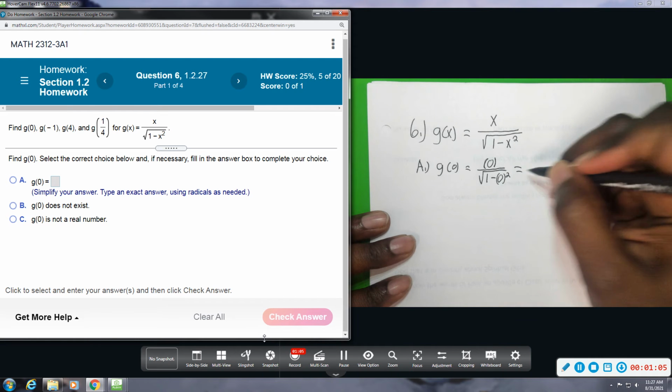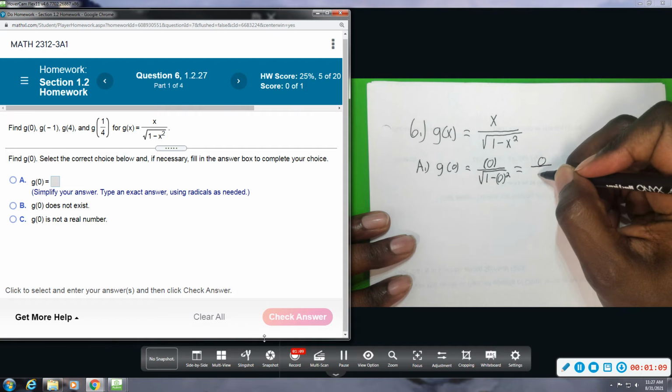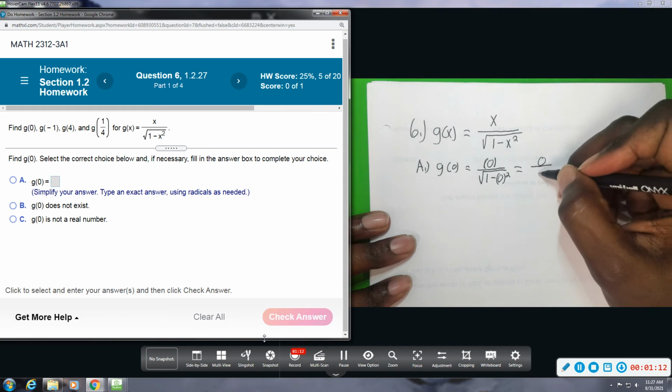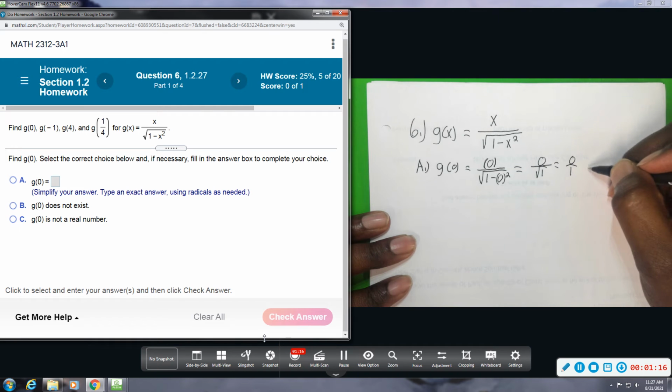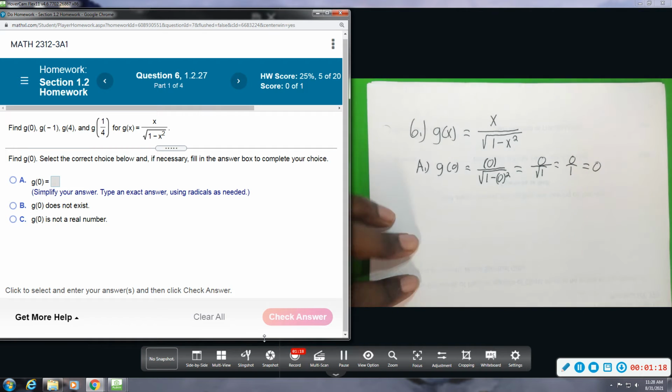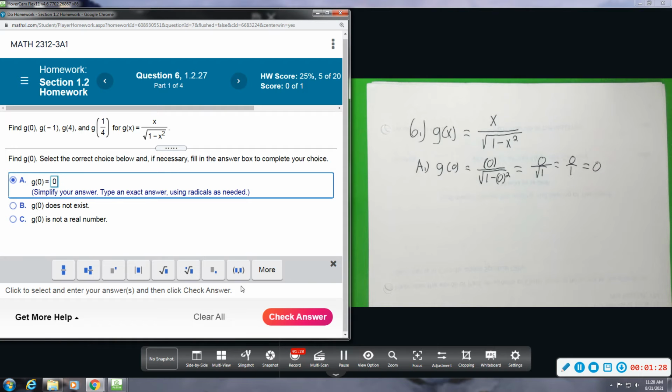But if we continue to solve, this will give us 0 divided by the square root of 1 minus 0, which is the square root of 1. So you get 0 divided by 1, which is 0. So part A, we get 0.